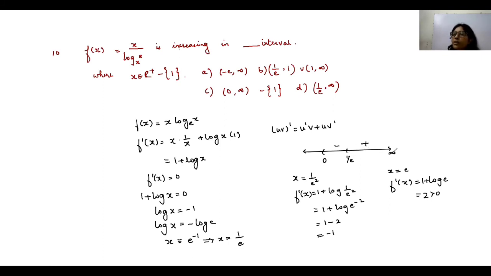As such, if we have found this one as negative, obviously the other one is going to be positive. So from 1 by e to infinity, f dash x is going to be positive, and so fx is going to be increasing. But the thing here is that 1 does not belong to the domain. So now it will get converted to 1 by e to 1 union 1 to infinity. So that is option B.